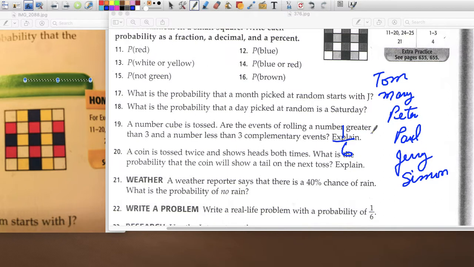There's probably better examples than that, but I think we get it. So that's the first video.